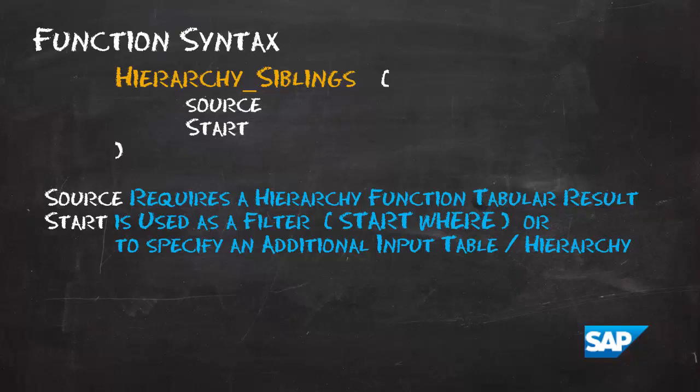Getting back to our hierarchy siblings function, it has two inputs where the source must be the tabular result of a hierarchy function. That source can either come from an existing table or be generated on the fly, which is what we'll do. The start specification can be used as a filter using columns generated in the hierarchy or siblings function, or it can also be used to specify the additional tabular result set to be used as an input. You would have seen examples of using an additional table input in the hierarchy ancestors video, which was one of this video's prerequisites.